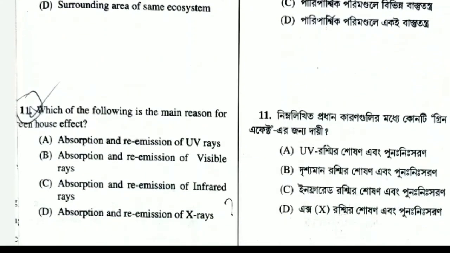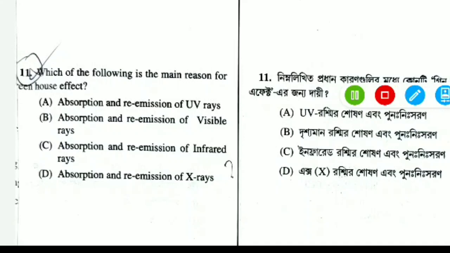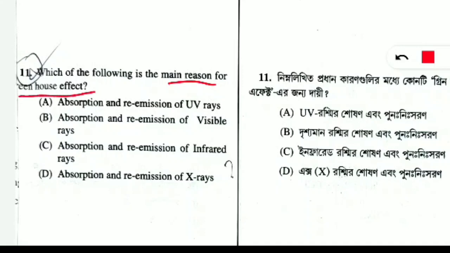Let's move to the next question. I'm going rapidly because it is a rapid revision. If you have any doubt, you can ask in the comment section. Question number 11. Which of the following is the main reason for the greenhouse effect? This is based on your concept, how clear you are. Read every option carefully, then I will reveal the answer.